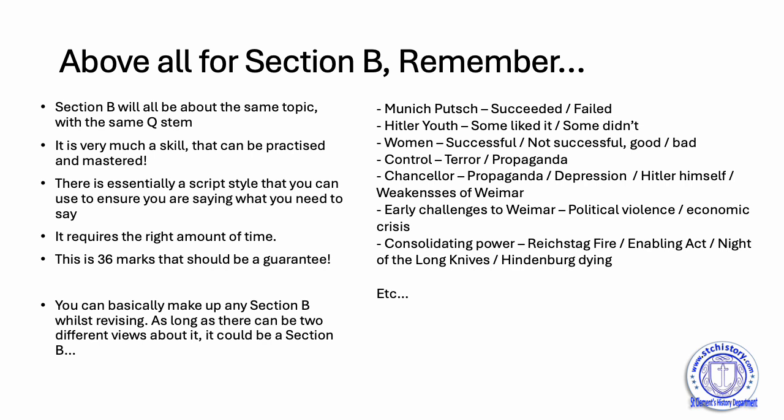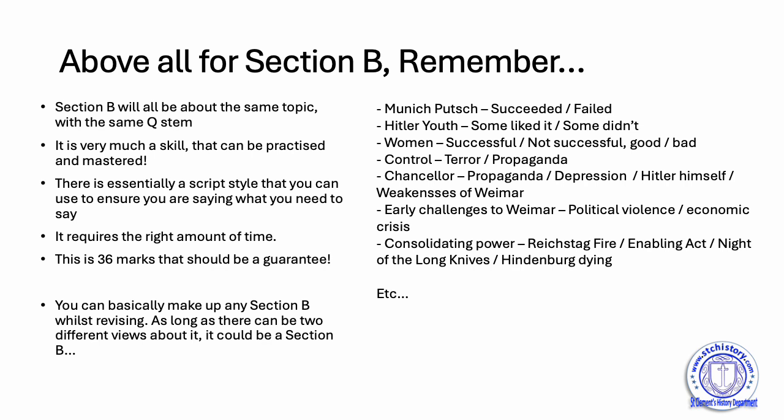The Hitler Youth, some kids liked it, some kids didn't. Some valued it, some didn't. Some say it was successful, some say it wasn't. Look at the opposition youth groups, the Swing Youth and the Edelweiss Pirates and stuff. Religion, I haven't put that on here, but you could have religion, couldn't you? Hitler dealt with religion or he didn't. We've got women. It was successful or not successful. It was good or it was bad. The policies towards women. Control. Was it terror that controlled Nazi Germany or was it propaganda? Anywhere where there's a 2-sided argument could be a section B.